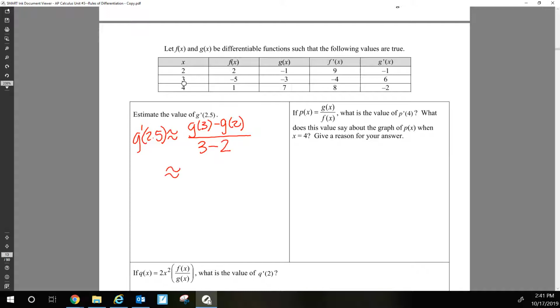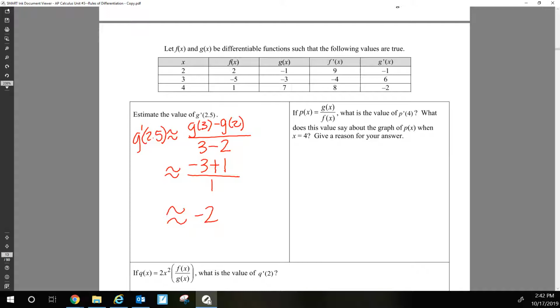Well, from my table, g of 3 is negative 3 minus g of 2, which is negative 1. Why am I doing 4? So minus a negative 1, all over 3 minus 2, which is 1. So this is approximately equal to negative 3 plus 1, which is negative 2, divided by 1, which is negative 2.